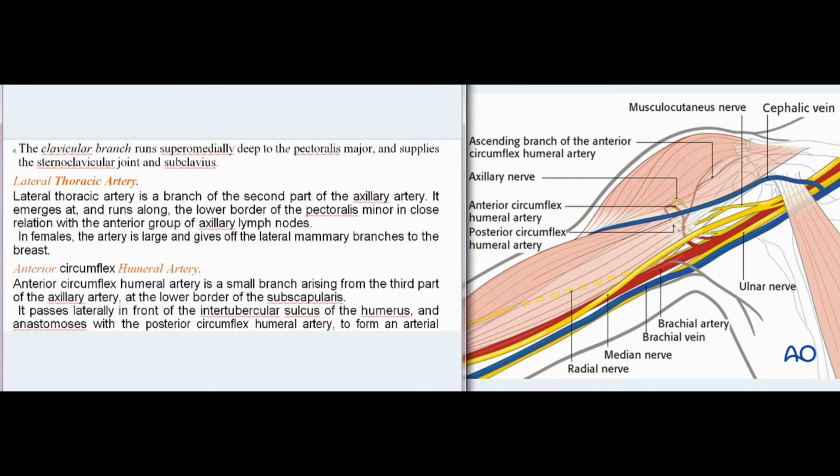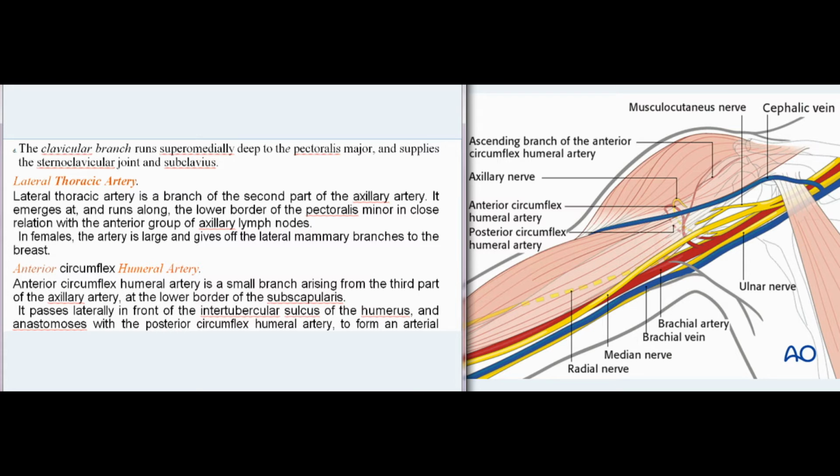Lateral thoracic artery. The lateral thoracic artery is a branch of the second part of the axillary artery. It emerges at, and runs along, the lower border of the pectoralis minor in close relation with the anterior group of axillary lymph nodes. In females, the artery is large and gives off the lateral mammary branches to the breast.